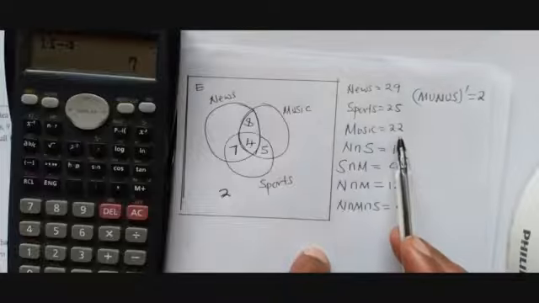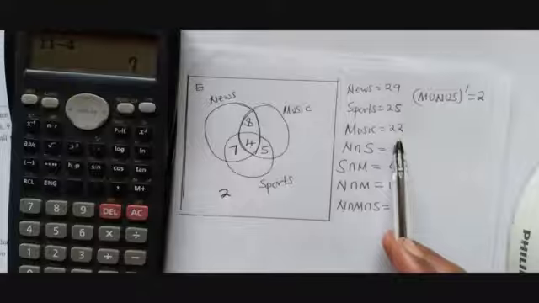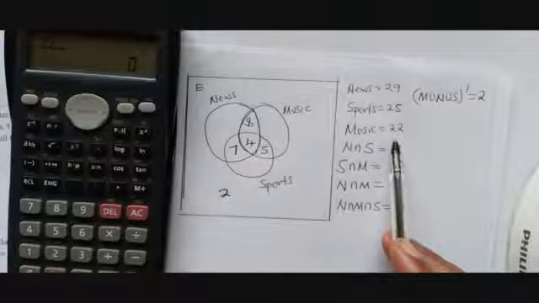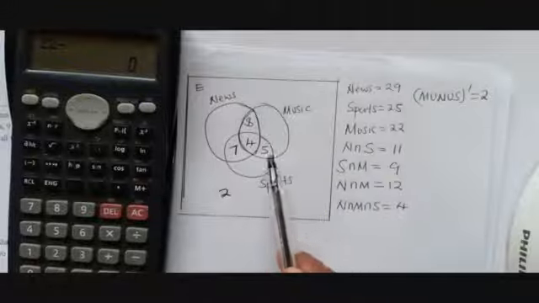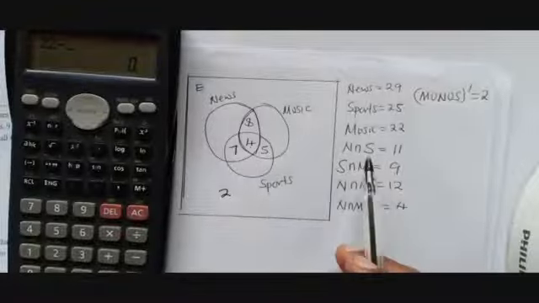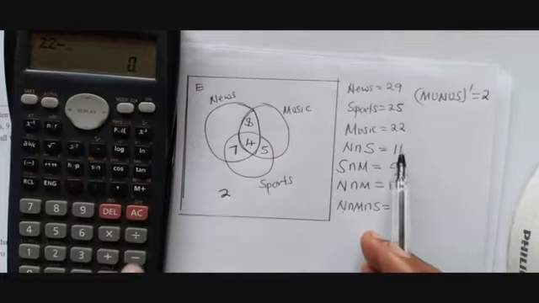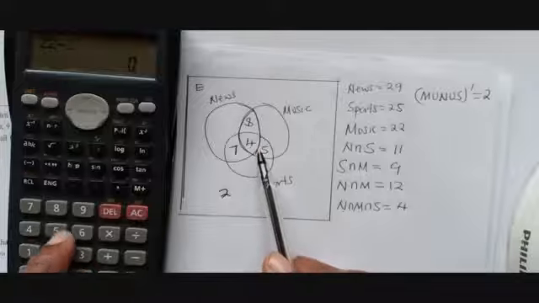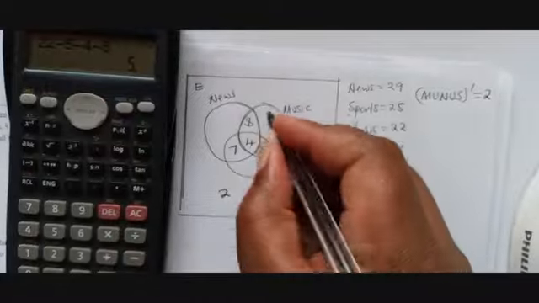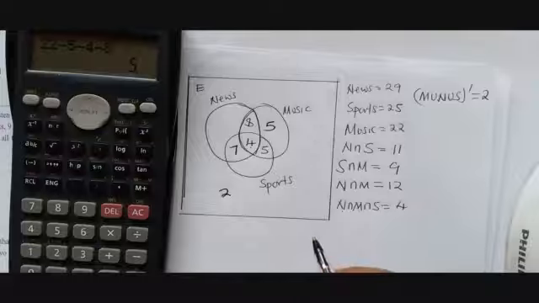What number represents those that listen to music? 22. So what I will do is say 22 minus, you go to this set for music, you subtract all these. The answer should be less than 22 or 0. So you say minus 5 minus 4 minus 8. What do you get? 5. So it means here there are 5.